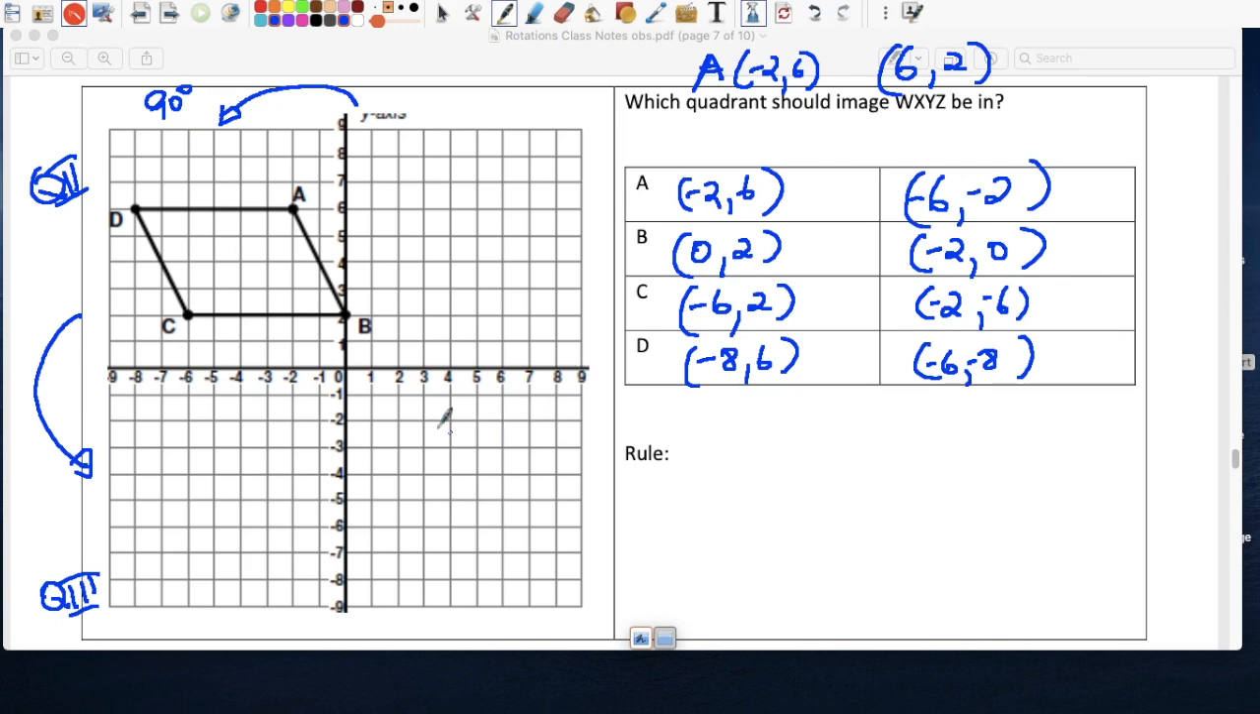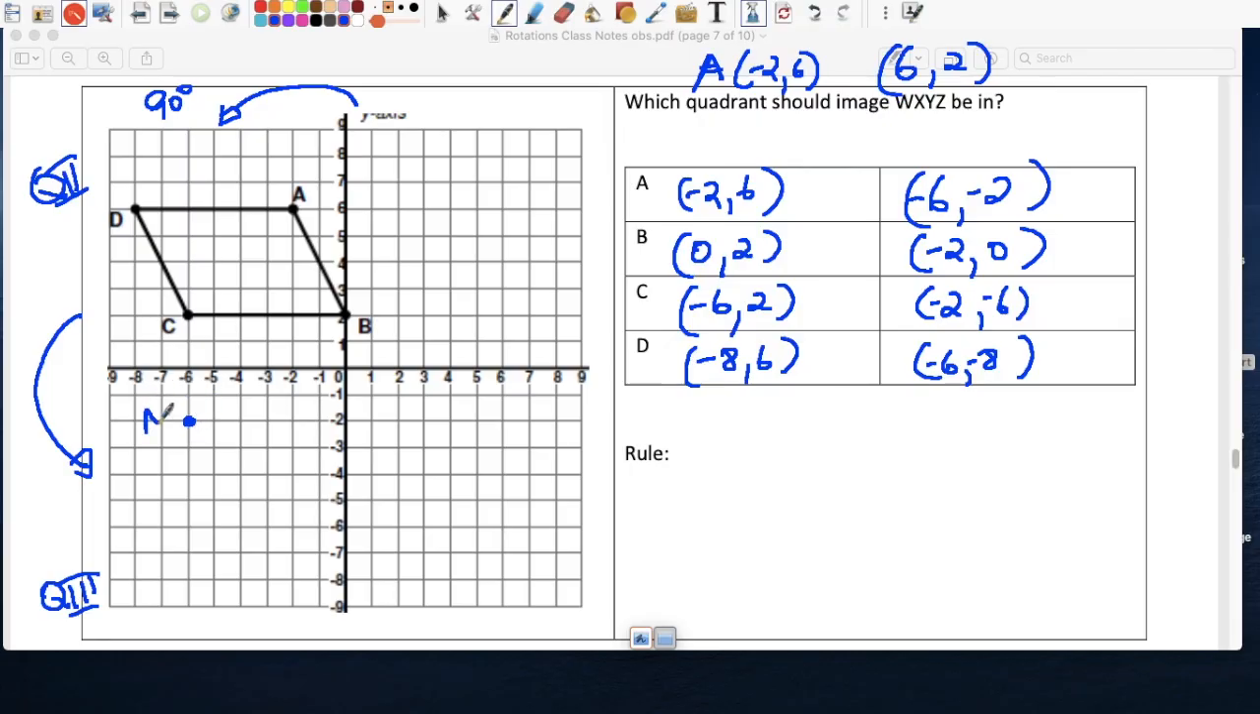Let's start plotting this. So we get negative 2 and 6, 0 and 2. Sorry, negative 2 and 0. Negative 2 and 6. What did I do wrong here? Sorry. Start again. Negative 6 and 2 is this way.